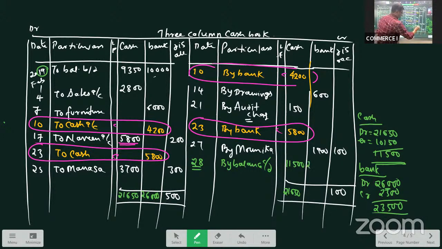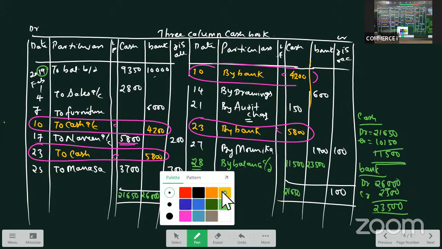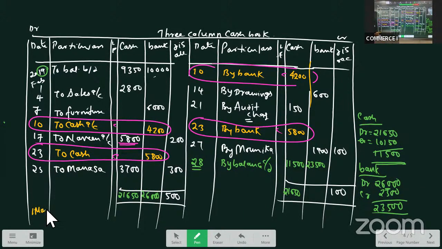23,500 is the closing bank balance. The same balance will be brought forward for the next month. So to March 1st, to balance brought down. Cash, we have 11,500 and bank, we have 23,500. Okay, this is how we are done with question number 13.